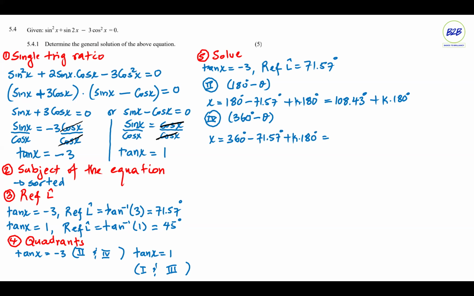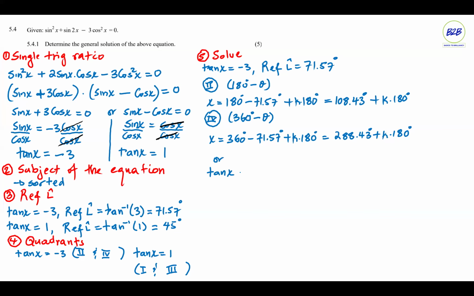So to say on your calculator 360 degrees minus 71,57 degrees, we will then get 288,43 degrees plus k times 180 degrees. Why are we using 180? Remember, this is tan. All right. Then we are done with the first equation, tan x equal to negative 3. Let us go to the second one.